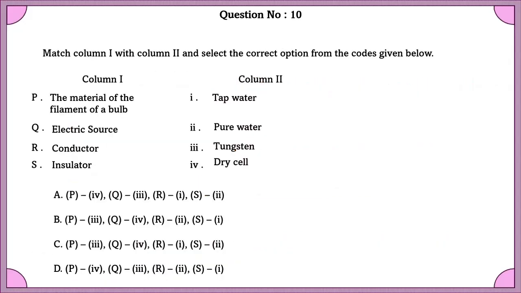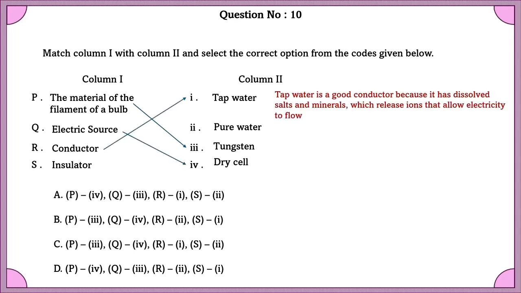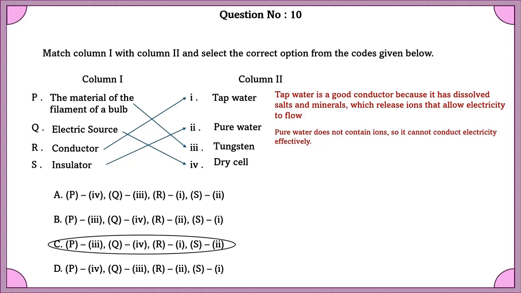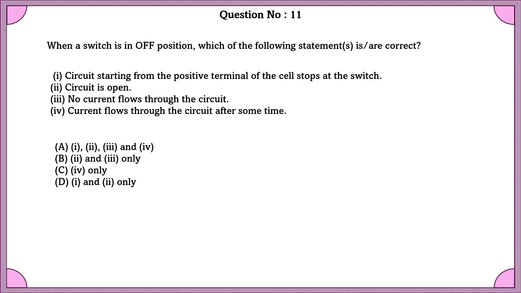Question number 10. Match column 1 with column 2 and select the correct option from the codes given below. The material of the filament of the bulb is tungsten. Electrical source is dry cell. Conductor is tap water. Tap water is a good conductor because it has dissolved salts and minerals, which release ions that allow electricity to flow. Insulator is pure water. Pure water does not contain any ions, so it cannot conduct electricity effectively.